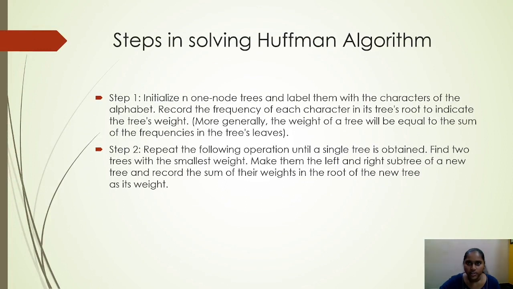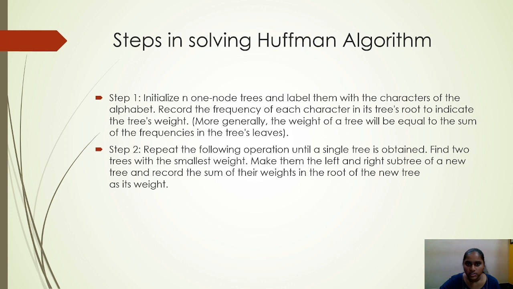Steps in solving Huffman algorithm. Step 1. Initialize n one-node trees and label them with the characters of the alphabet. Record the frequency of each character in its tree's root to indicate the tree's weight. More generally, the weight of a tree will be equal to the sum of the frequencies in the tree's leaves.